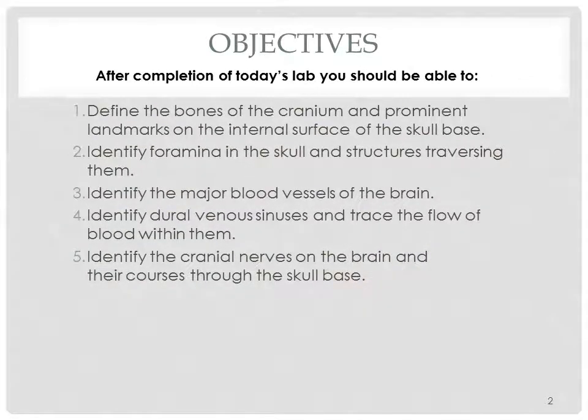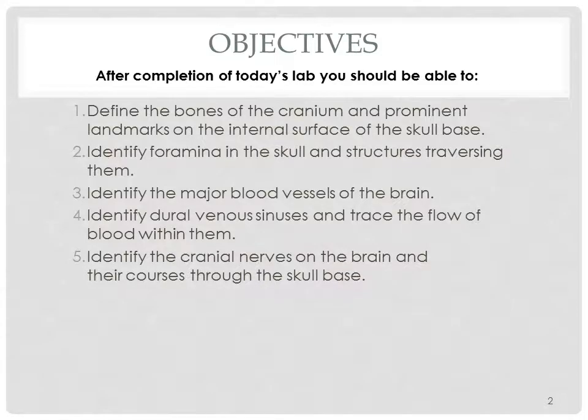Here are the objectives for review. After completion of today's lab, you should be able to define the bones of the cranium and prominent landmarks on the internal surface of the skull base. You should be able to identify the foramina in the skull and the structures that are traversing them. You should be able to identify the major blood vessels of the brain, identify dural venous sinuses and trace the flow of blood within them, and identify the cranial nerves on the brain itself and their courses through the skull base.